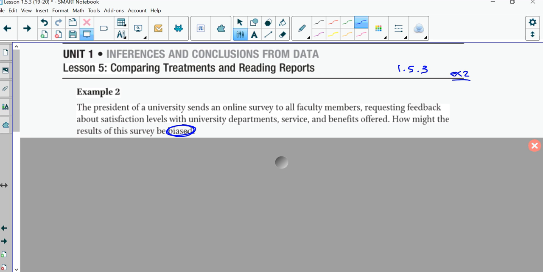Biased means in favor, or it means favoring. So I would write this note down. Bias means favoring something. Okay.